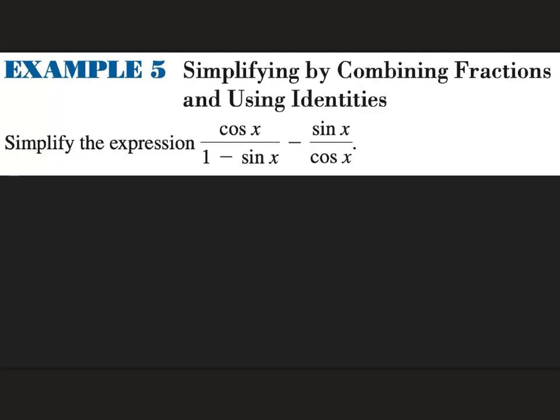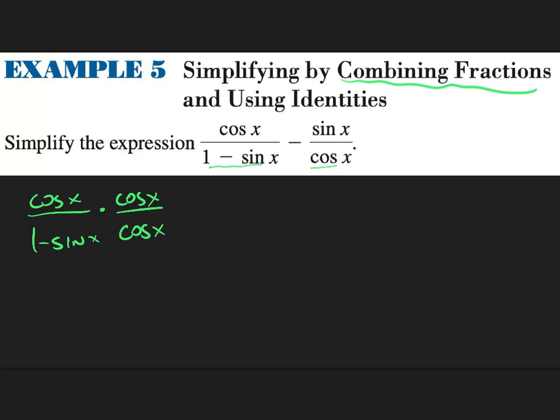Okay, this one, they want us to simplify by combining fractions. So now we got to think about fractions. Our denominators are not the same. And when you add and subtract fractions, your denominators have to be the same. So we're going to have to make the same denominators. If I take the first fraction, 1 over 1 minus the sine of x, and I multiply it by the cosine of x over the cosine of x, so they have the same bottom.